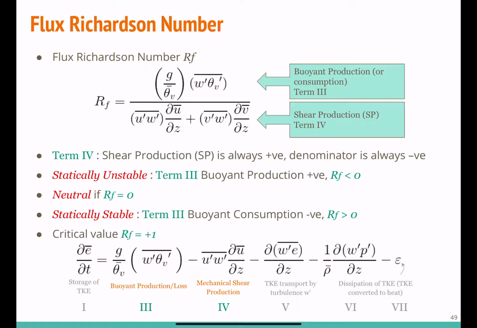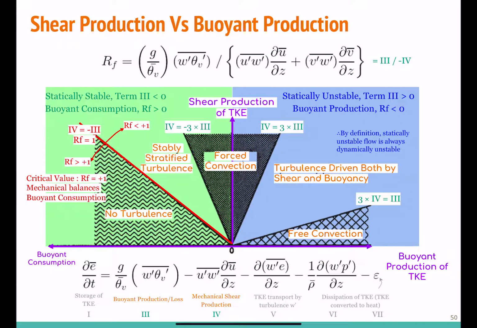So here is a rather busy graph. So it's still talking about the Richardson number in here. We're comparing the contribution of the shear production, which is this one, to the buoyant production. So here is the third term over the negative fourth term, because we have negative in here.